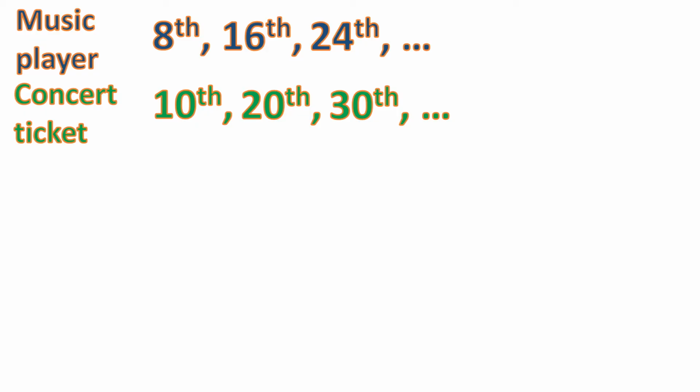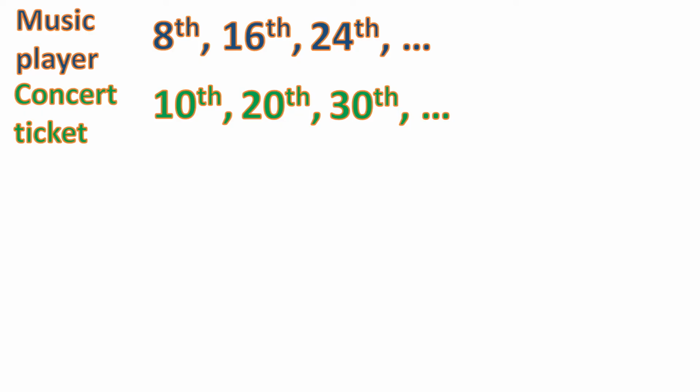Now, since it's given that you have won both the music player and the concert ticket, that means the time that you called must be the same. It must be simultaneous for both the music player and the concert ticket. Now the question is, when did it happen? When did the sequences for 8 and for 10 meet? Observing the problem, it is actually talking about multiples of 8 and multiples of 10. So this involves least common multiple.